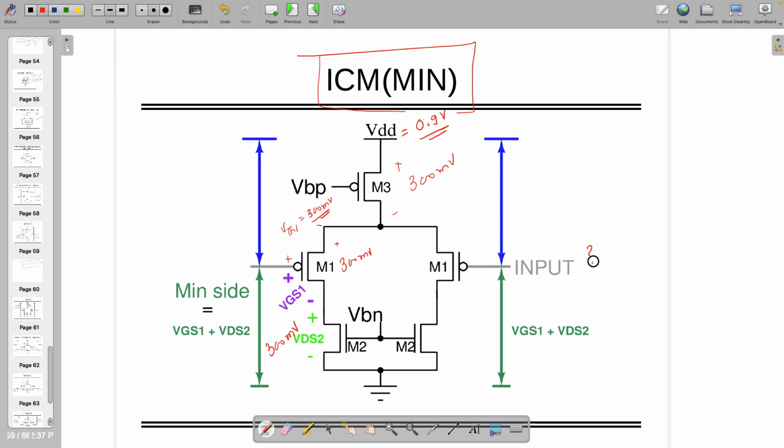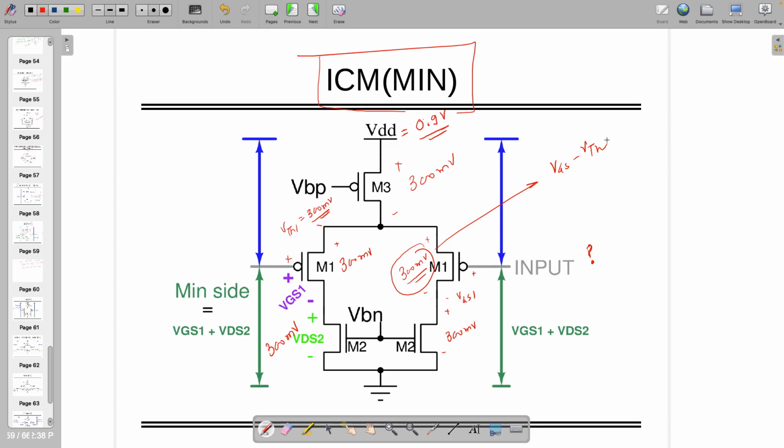So can you find out what should be the value over here? What do you think? 0.6. Now this situation is very tight. Here VTH is also there. Let's say this is 300 millivolt. This is 300 millivolt. So the remaining 300 millivolt is here. And you have to make sure that this 300 millivolt is actually VGS minus VTH.